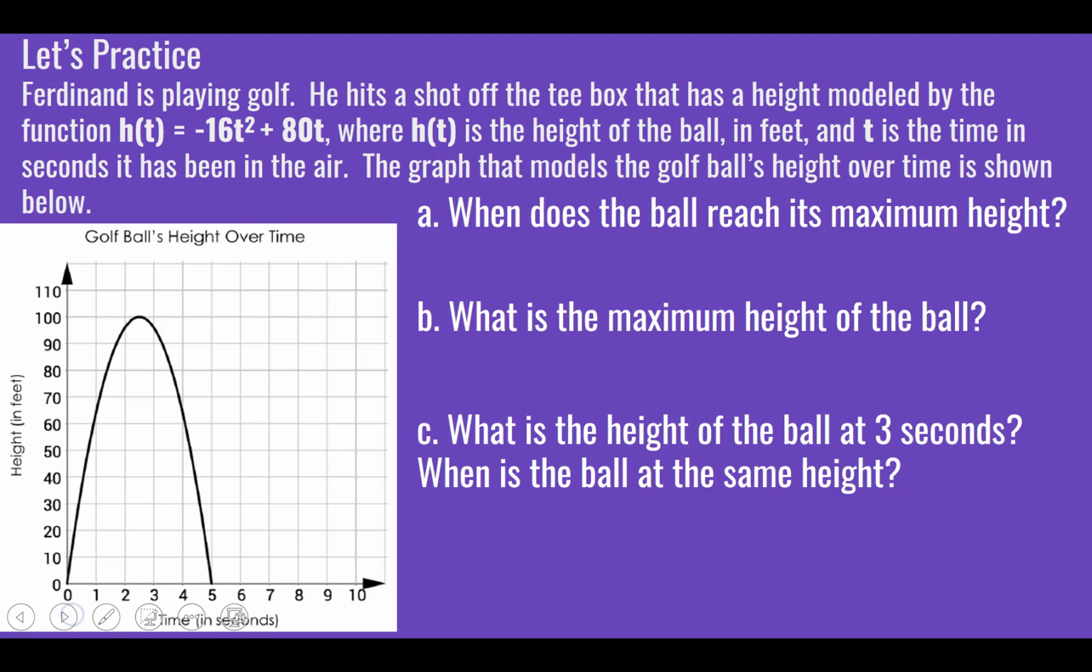All right, let's do one. Here we go. Ferdinand is playing golf. He hits a shot off the tee box that has a height modeled by the function h of t equals negative 16t squared plus 80t, where h of t is the height of the ball in feet, and t is the time in seconds it has been in the air. The graph that models the golf ball's height over time is shown below. All right, so they gave me a graph and an equation, right? So you and your table people talk about A and B. When does the ball reach its maximum, and what is the maximum height?